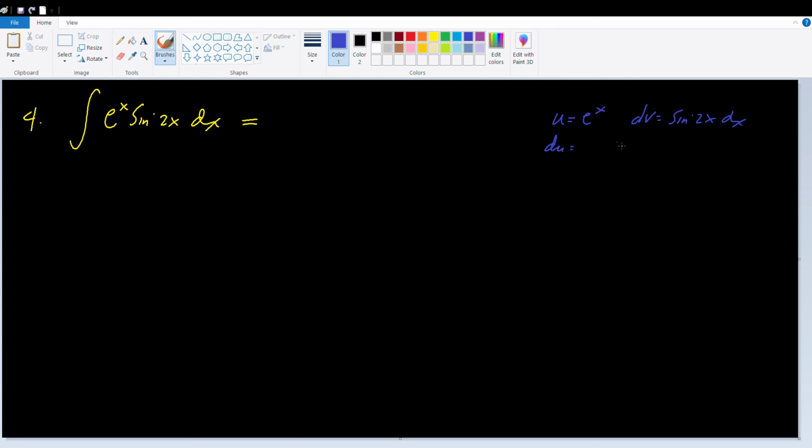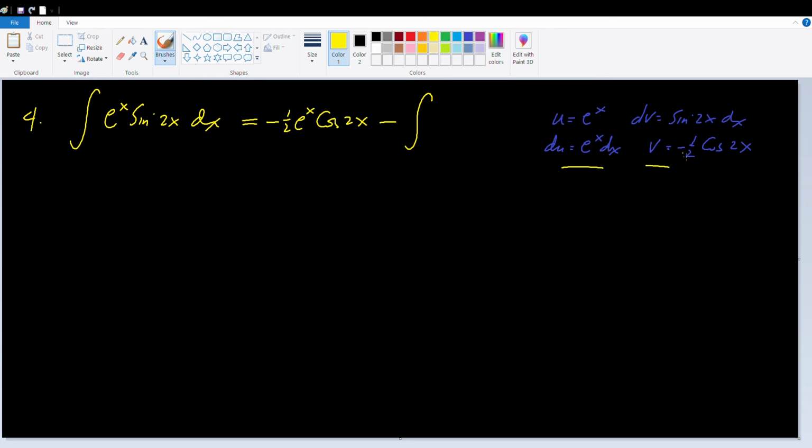So my du, the differential of e to the x, is e to the x dx, and then the integral of sine 2x dx is negative 1/2 cosine of 2x. The derivative of 2x is 2, so 1/2, and the integral of sine is negative cosine. So u times v is e to the x times negative 1/2 cosine 2x, which is equivalent to negative 1/2 e to the x cosine 2x minus the integral of v du.